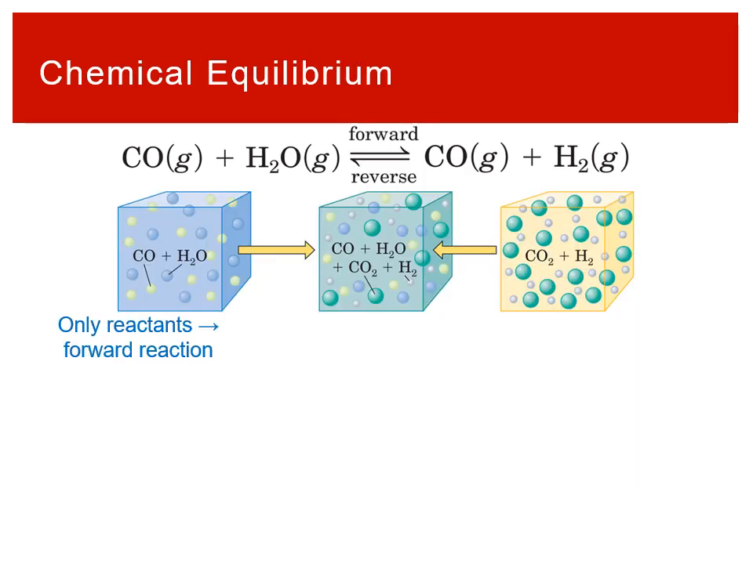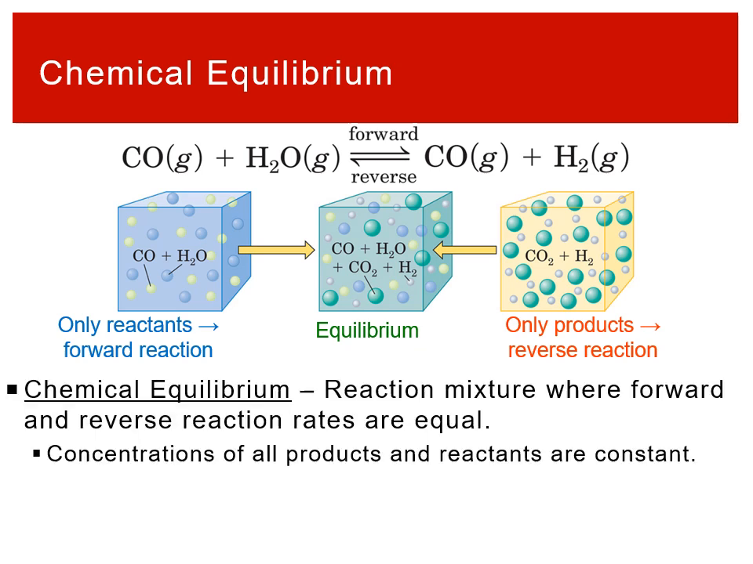So if you have only reactants, if you just mix CO and H2O, only the forward reaction will occur. If you put only products in there, if you mix CO2 and H2, only the reverse reaction will occur. There is some happy point in the middle where everything is there. You have a mix of reactants and products where the concentrations stop changing, and we call that equilibrium.